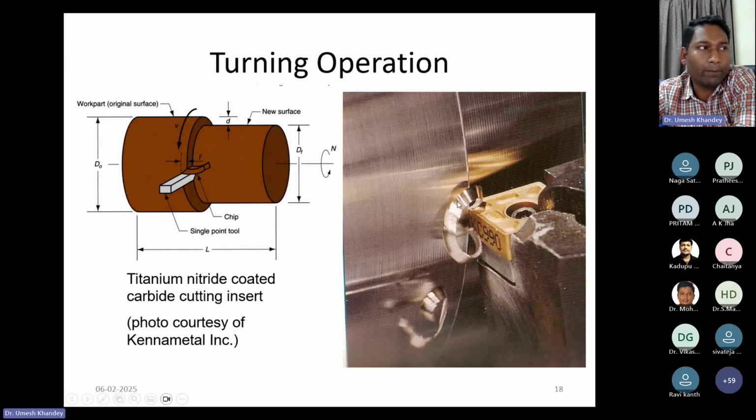Here what is happening? A titanium nitride coated carbide insert is used to remove the material from this workpiece. This removed material is known as the chips. This one is your workpiece. Here, if you look at the parameters which are going to be optimized, those parameters are depth of cut, which is nothing but the insertion of your cutting edge inside the workpiece. Next one is the feed. Feed is the advancement of the cutting edge along the cutting length per revolution.